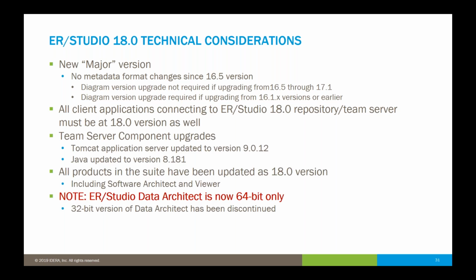Under the covers, other upgrades that we haven't talked about yet: Team Server has an application server built in, which is Tomcat. So we've updated the Tomcat application server in this release to 9.0.12. And we've also updated Java to version 8.181 under the covers. All products in the suite are updated with the 18.0 version, and that includes the Software Architect and our standalone viewer product, if anyone's using those.